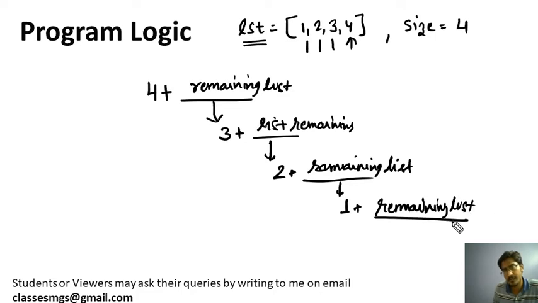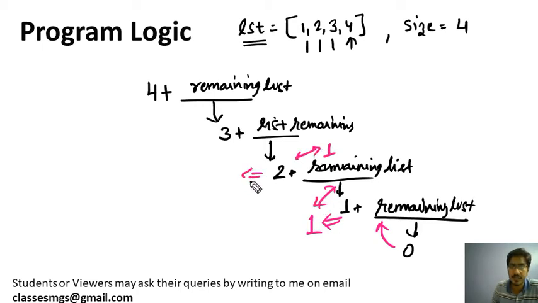Now the remaining list is what? It doesn't have any data, so it will return 0. It will return 0, and we will add this 0 with 1. It will return 1. We will return 1, and 1 will be added with this 2, and it will return 3. Then 3 will be returned here. 3 will be added with this 3. It will return this 6. 6 will be returned here. 6 will be added with 4, and it will return 10.